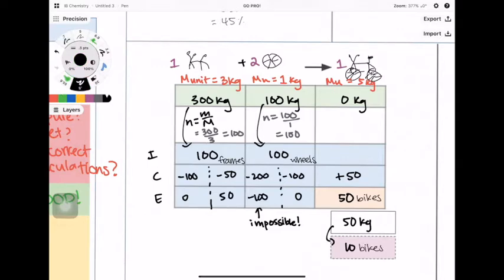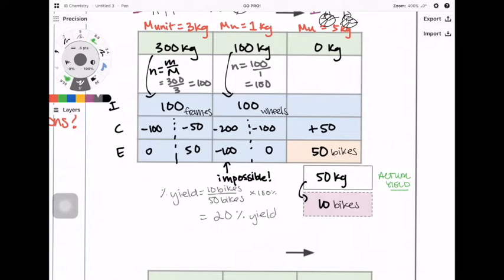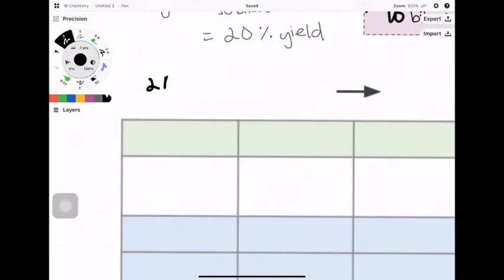Let's say, for example, I produced in the lab 50 kilograms of bikes, then my actual yield of bikes would be 10 bikes, and so I could calculate my percentage yield by dividing my actual yield, whatever I actually got when I performed the experiment, by my theoretical yield, what I calculated I should get based on the masses.